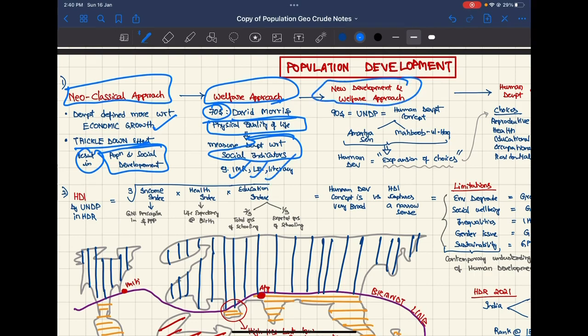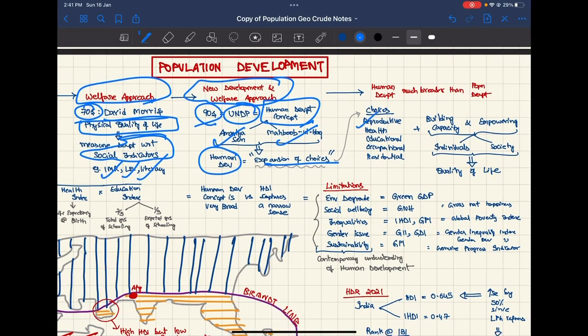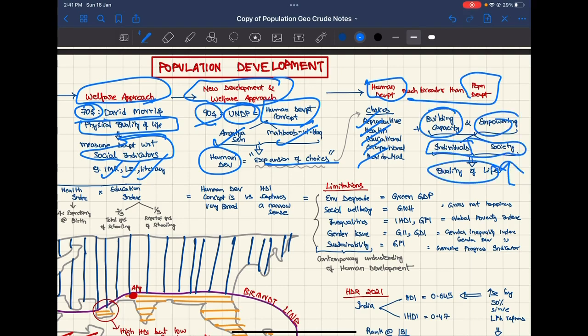The new development approach was given by UNDP in the 90s. The human development concept was developed by Amartya Sen and Mahbubul Haq. They spoke of human development as expansion of choices. These choices may be productive choices, health choices, education, occupational, and residential choices. Therefore, human development is much broader than population development. It also includes building capacity and empowering both individuals and societies, thereby improving the quality of life.